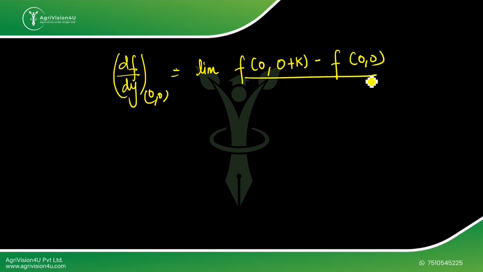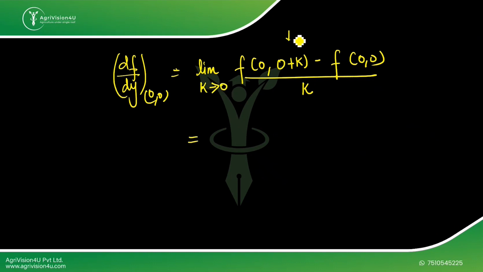Now, you have to calculate dou f by dou y at 0, 0. So what you are doing? Again, put the limits. Limit f 0, 0 plus k minus f 0, 0 divided by k. So what you will get here, limit is k tends to 0.